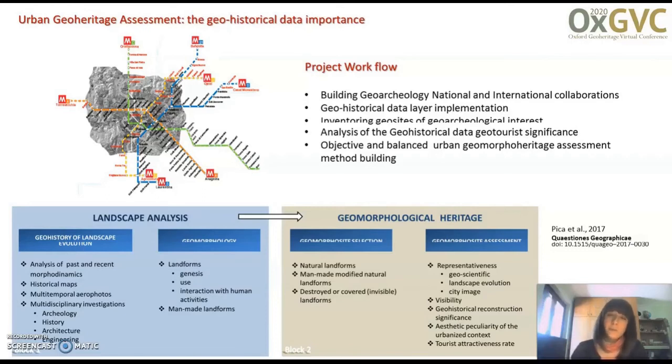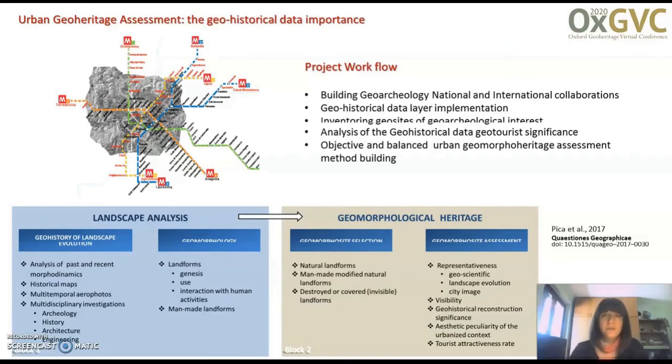Deliverables of this study will be GIS layers of geohistorical data that will enrich the information in the geomorphological map. This study will also broaden the geosite inventory and will allow us to improve the geotourist map.